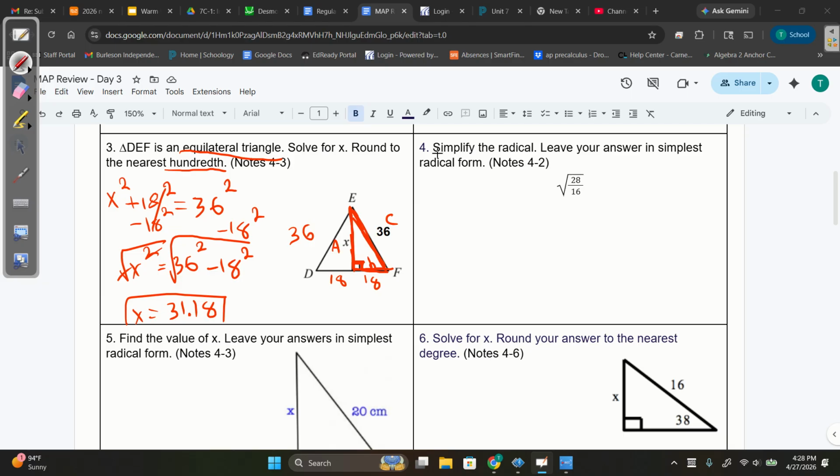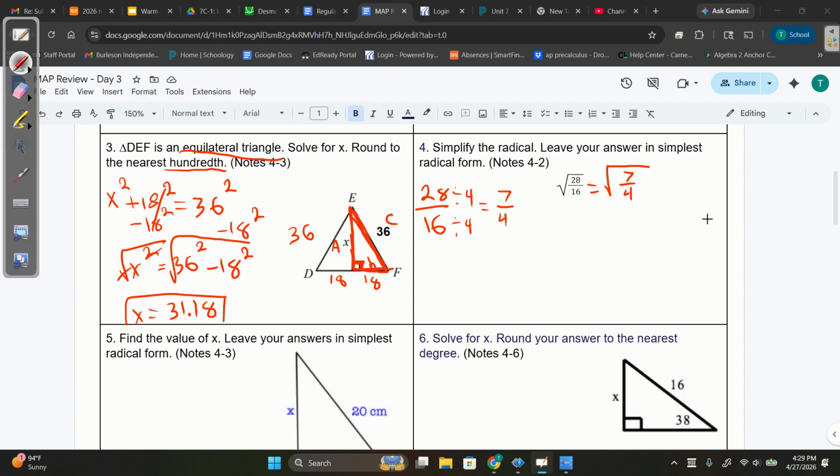Example 4 asks us to simplify the radical and leave our answer in simplest radical form. Now, the first thing we do when we see a radical with a fraction inside is try and just look at the fraction itself. 28 over 16. We can reduce this fraction by dividing the top and the bottom by 4, which is going to give me 7 over 4. So I can rewrite this radical as the square root of 7 over 4.